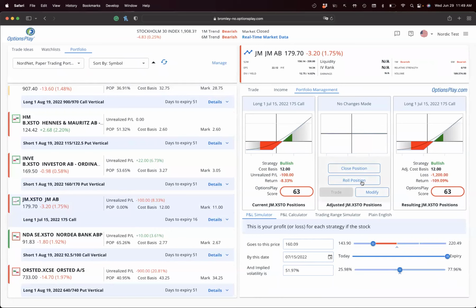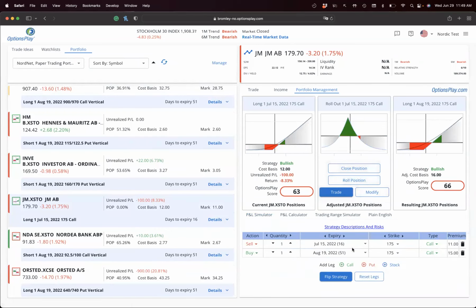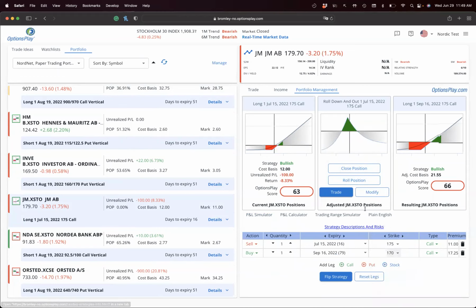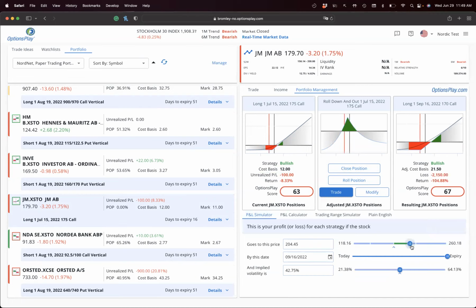I can now actually analyze a roll here in OptionsPlay. If I want to roll it from July to, let's say, September, and let's say I want to keep the 175s, or maybe I want to change the strike price, I can do so. And I can not only understand what my current cost basis is, but I also know what my adjusted cost basis is after I include the roll. And I can use the P&L simulator and actually see how these strategies perform if the stock were to move in the future.